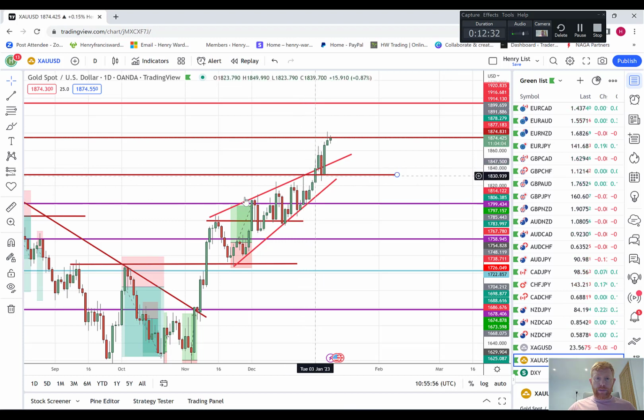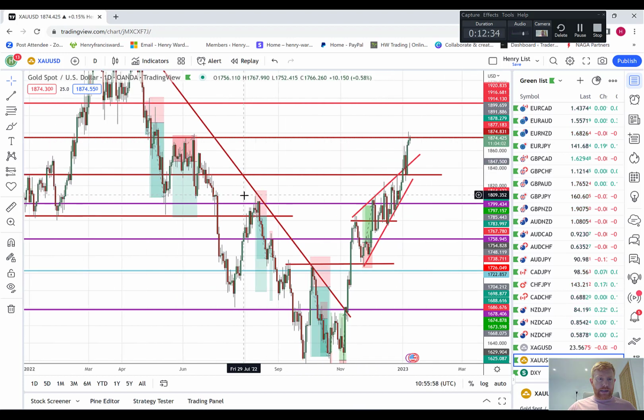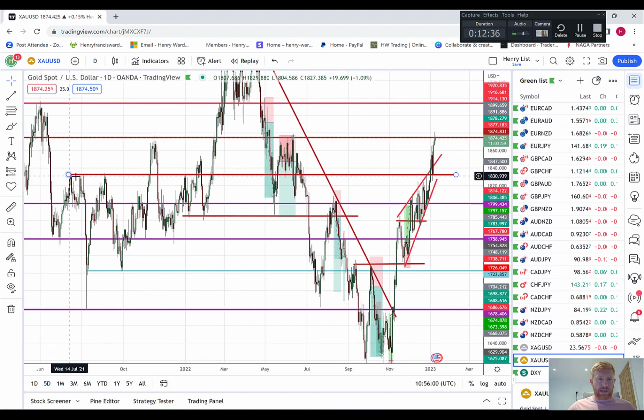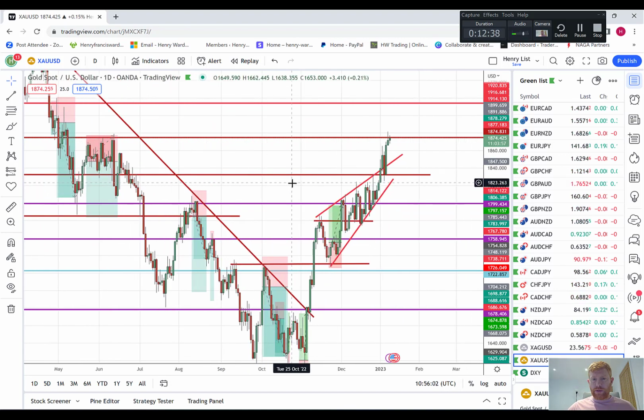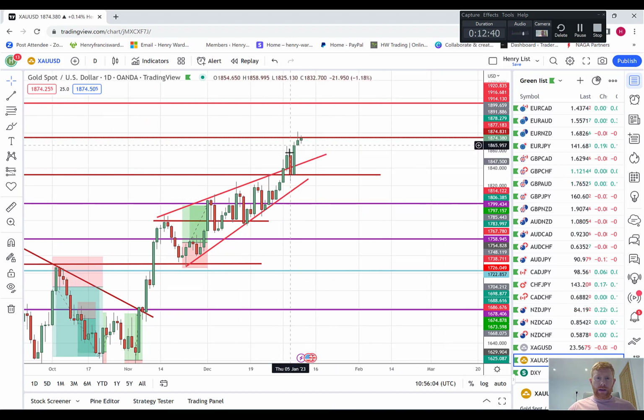That was a 1 bar pullback, and that's where that level came from. So I'm assuming not many people got in on that. It was a 1 bar pullback. You'd have to take it on the smaller time frame. And if you took it on a smaller time frame, then well done, great trade. But I can't imagine many people did.